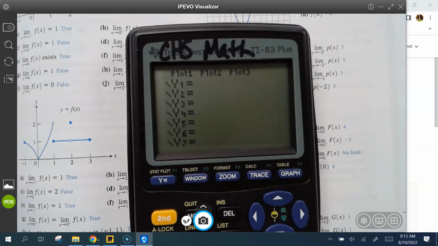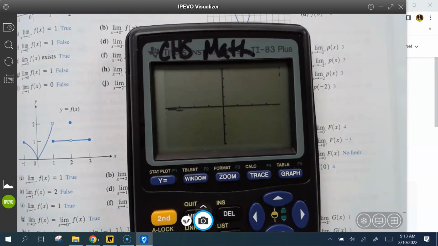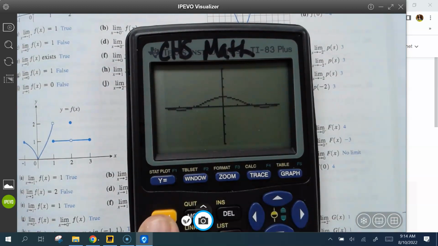Sine x. Make sure you're in radians. I'm going to zoom trig, zoom 7 on it. Looks pretty self-explanatory. What do you think the limit as x approaches 0 is here? 1. Why is it 1? Why can I assume it's 1?